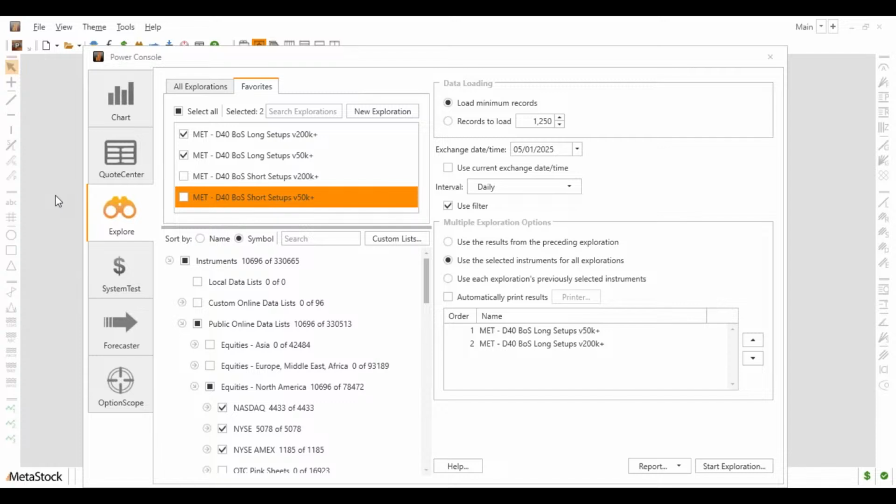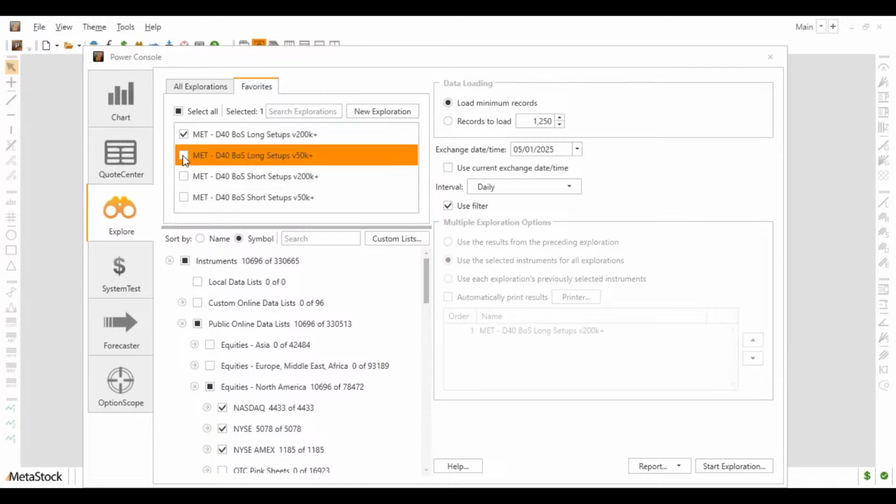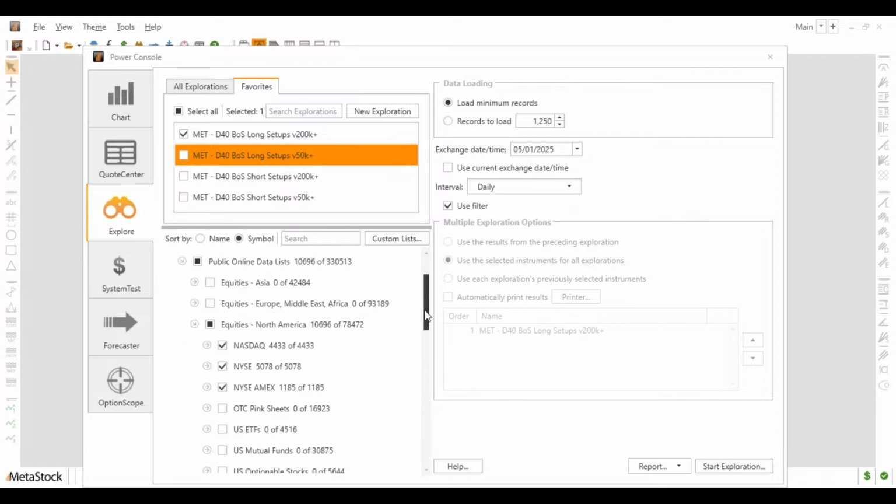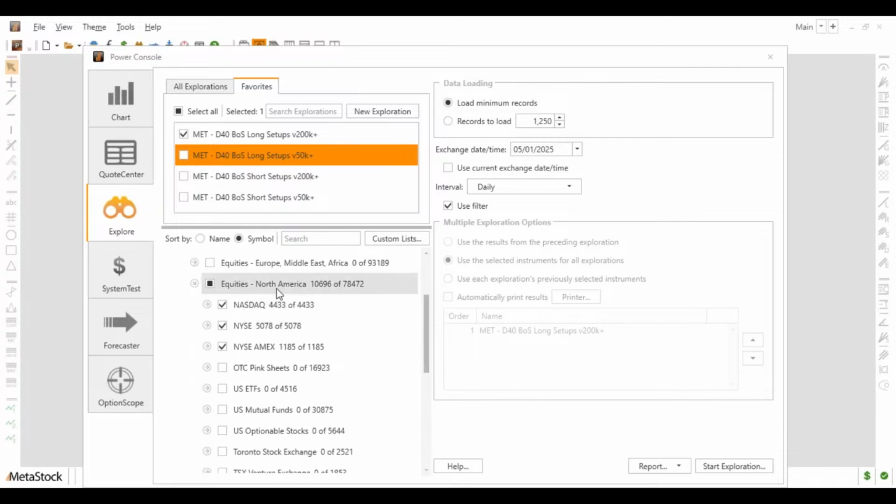So what I do is, let's focus on the large cap market. I will choose my scanner, which is the top one here. And then I will highlight the markets that I want MetaStock to scan. So if we look at equities North America, we've got NASDAQ, New York Stock Exchange, Amex. In total, you're looking at something like 11,000 stocks. That's a huge number of stocks that to go through manually would be an almost impossible task.